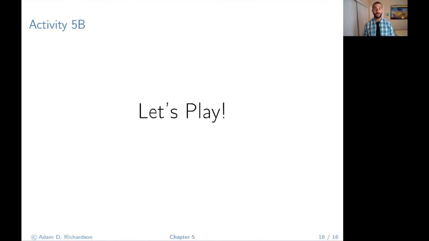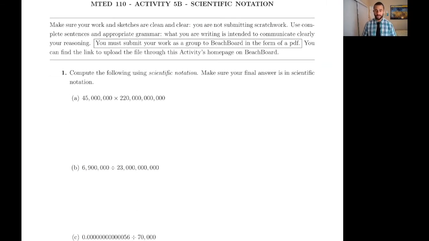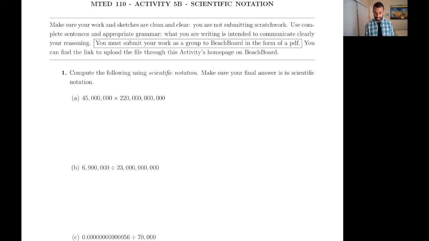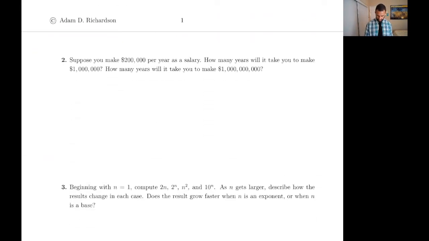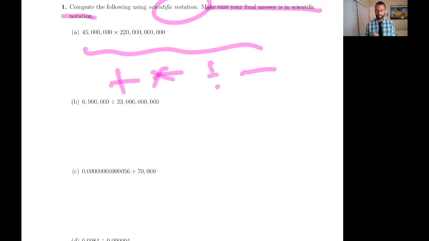That's it. So now let's play with some scientific notation. Let's take a look at activity 5B. Here we go. In this one, you're computing using scientific notation, and make sure your final answer is in scientific notation. So that's one thing to make sure. Remember, the definition of scientific notation says that the leading number is between 1 and 10. So keep that in mind. You're just doing these computations, but you want to compute using scientific notation, so you need to write out the scientific notation and then do the computations. That's what you're going to do.